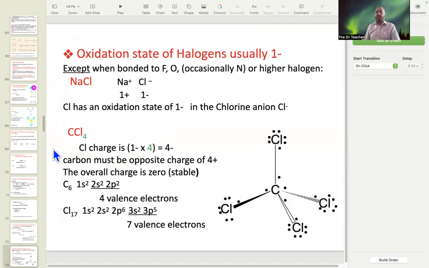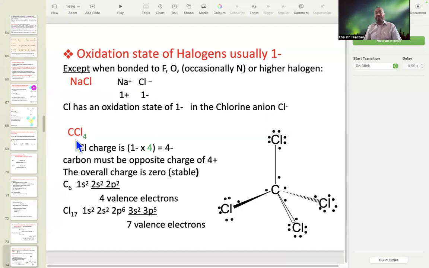Oxidation state for halogens is usually -1, except when bonded to fluorine, oxygen, occasionally nitrogen, or higher halogens. So we can take NaCl here: the sodium is +1, chlorine -1. Why? Because the sodium lost 1 electron to become positively charged. Chlorine gained this electron to become negatively charged. Chlorine has an oxidation state of -1 here in the chloride anion.